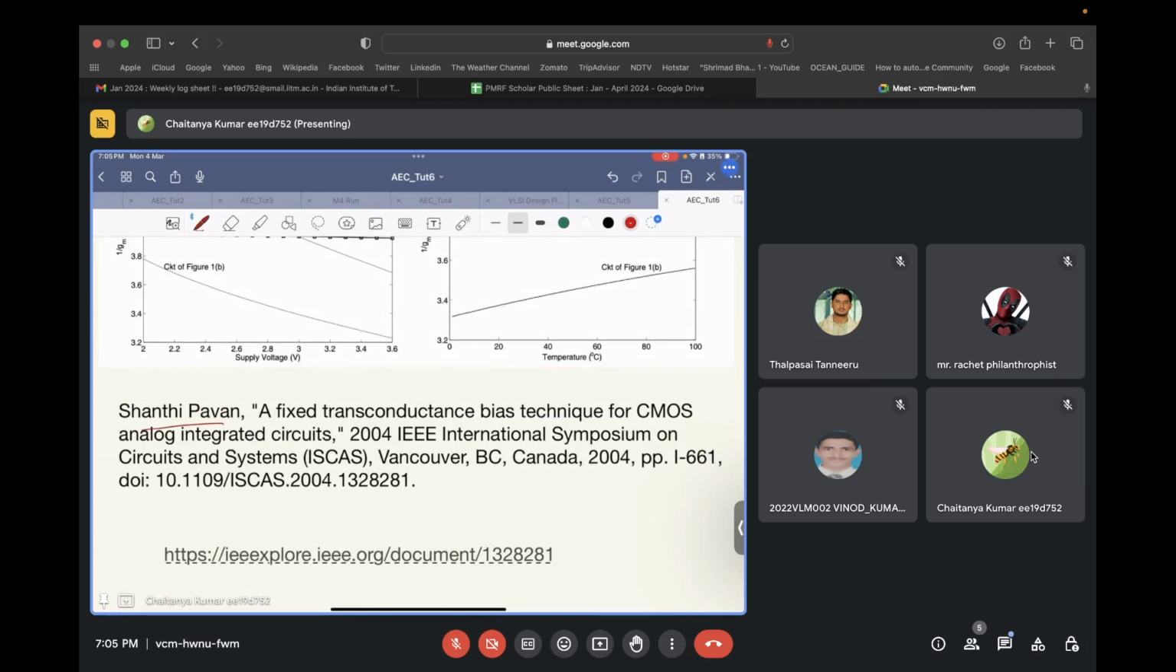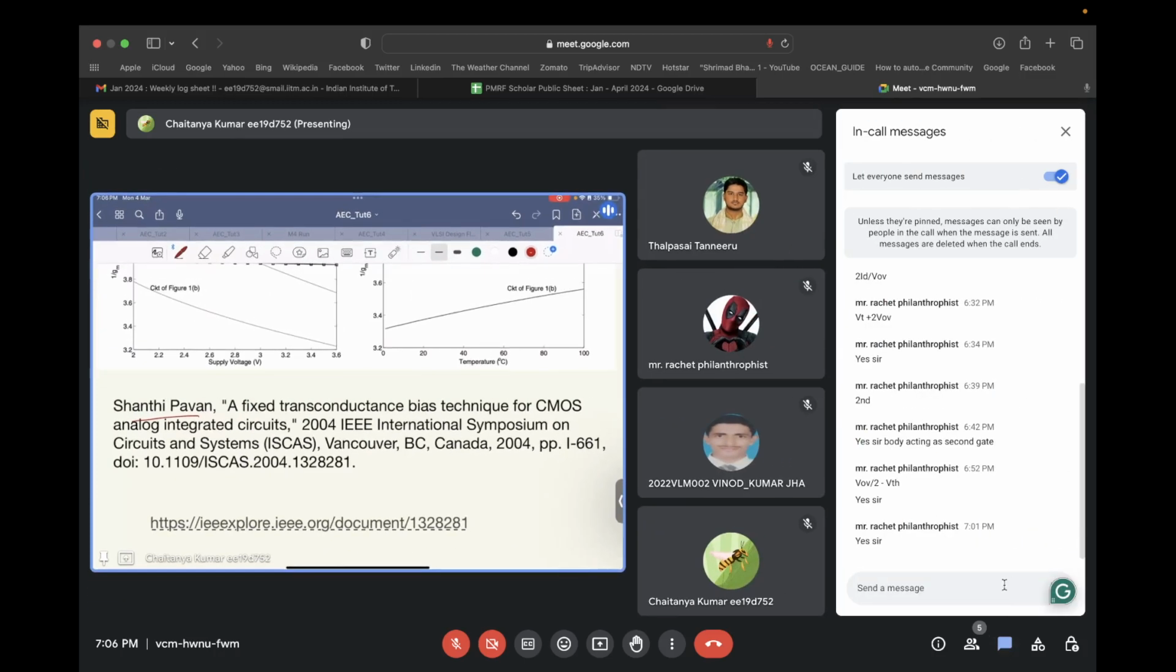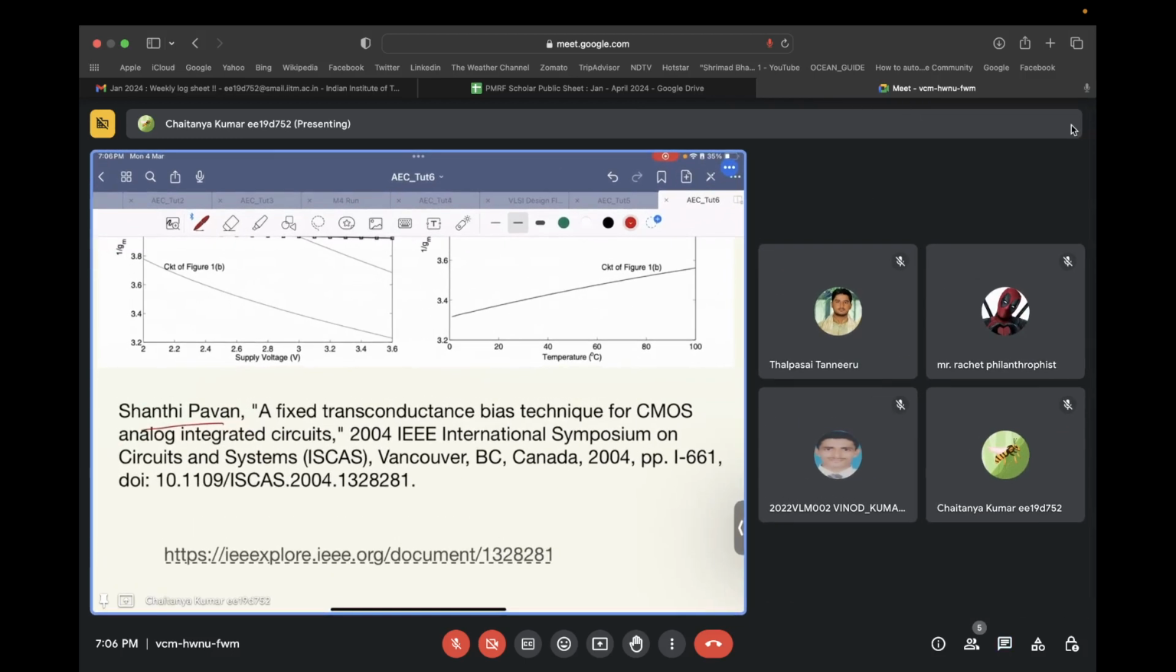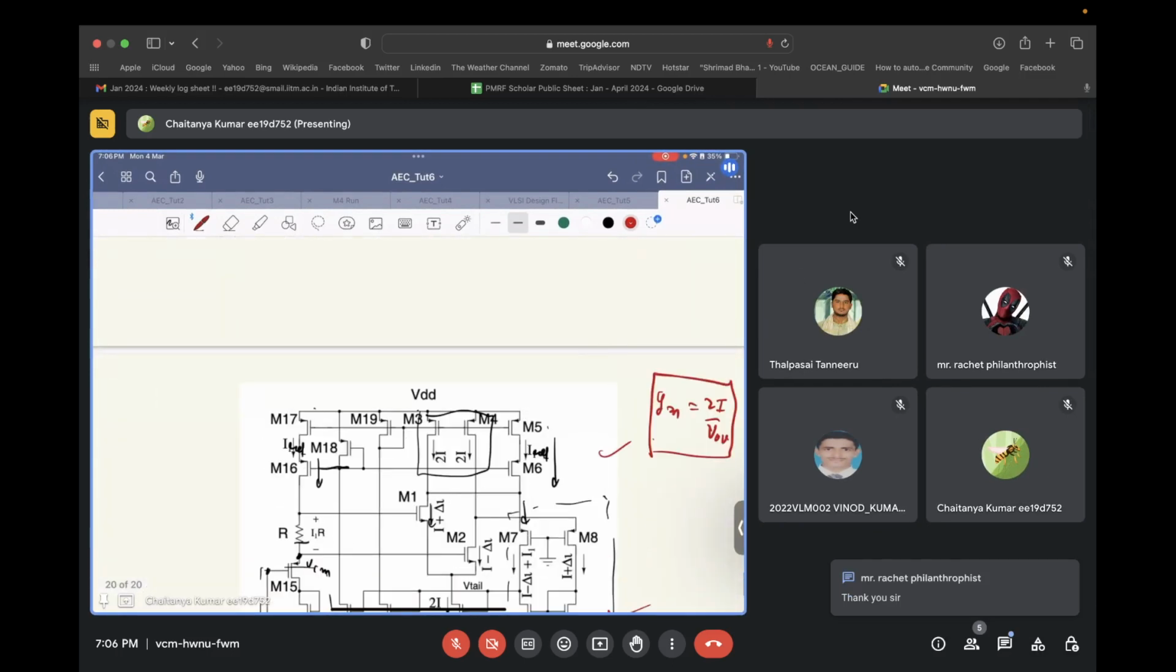You can learn more about this circuit in this paper, which is written by Professor Shanti Pavan, who is from IIT Madras only. And the name of the paper is A Fixed Transconductance Biasing Technique for CMOS Analog Integrated Circuits. And this is the link. This link I will share in the notes that I upload also, and I will paste it in the chat window. You can go and read about the circuit in more detail in this paper.